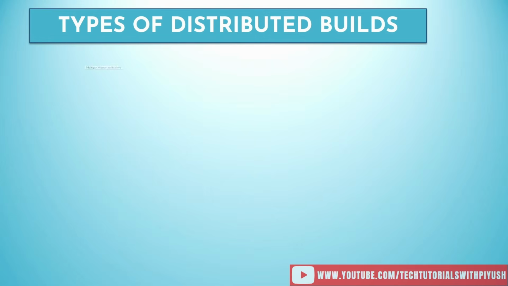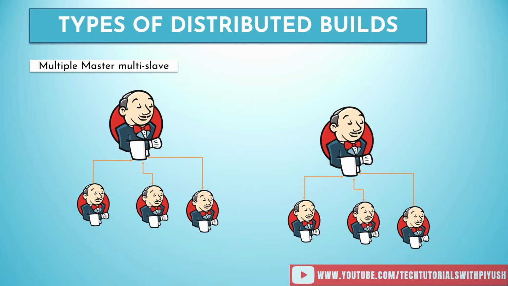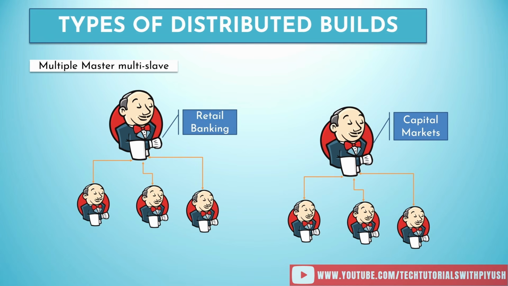Then we have the other type of architecture which is multi-master multi-slave. In this there are multiple master and multiple slaves. Each Jenkins master represents a project or a line of business. Let's say if we are in banking sector, so one Jenkins can be used to serve all the projects within capital markets, and the other Jenkins can be served for all the projects in retail banking.